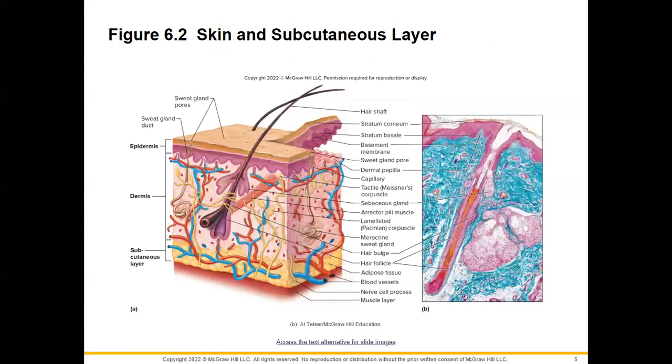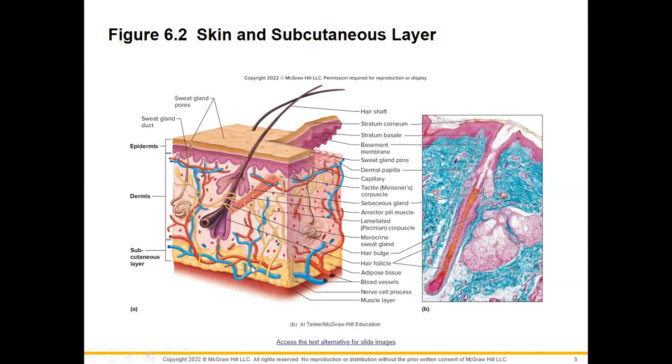So another micrograph here and another image. When you look at images like this, you want to make sure that you look at both the drawing as well as the micrograph. The drawing is usually more clear to help you see the structures more easily. But then the micrograph is going to show you what it actually looks like in the body when you look under a microscope slide at these structures.